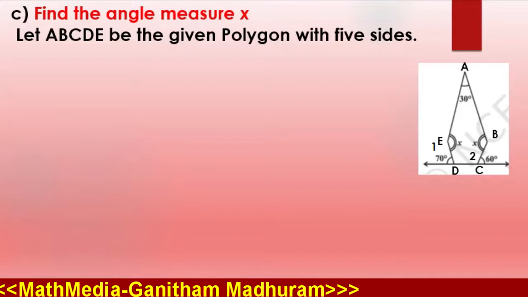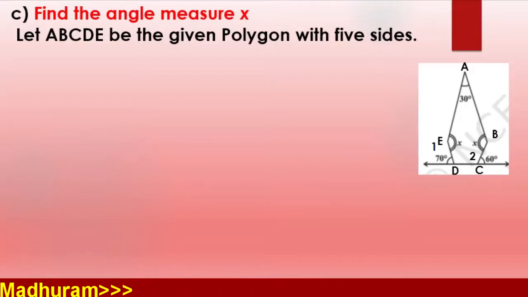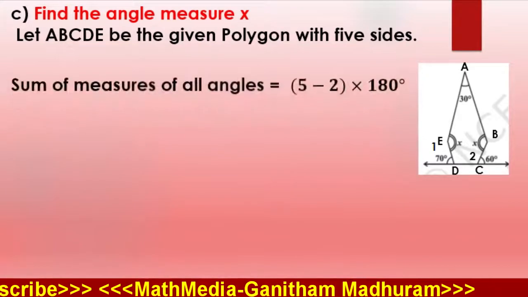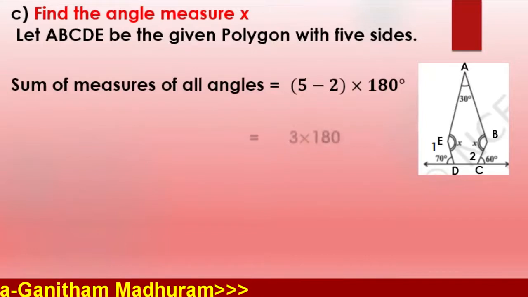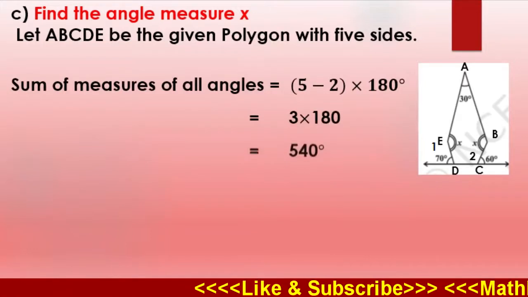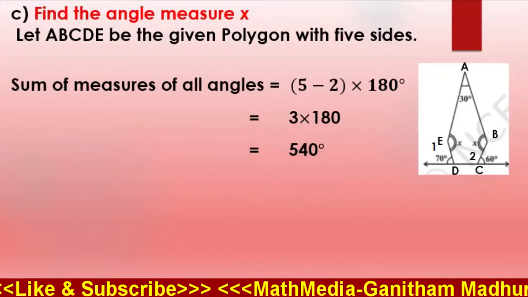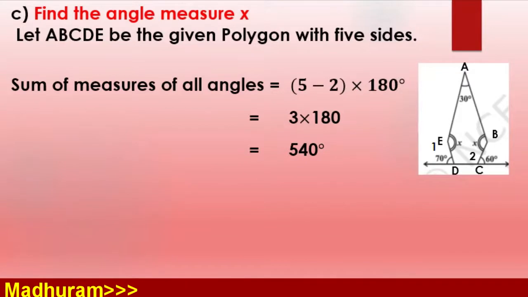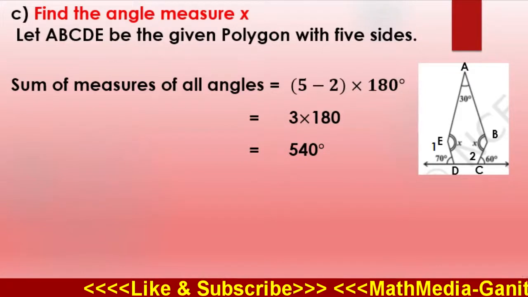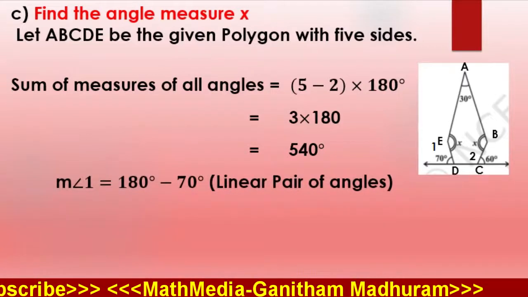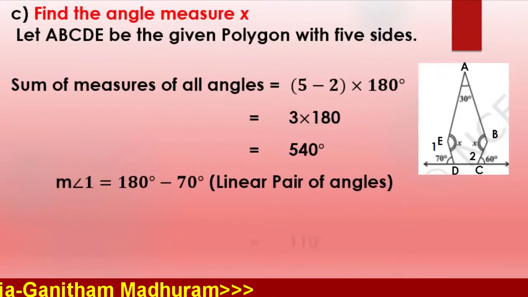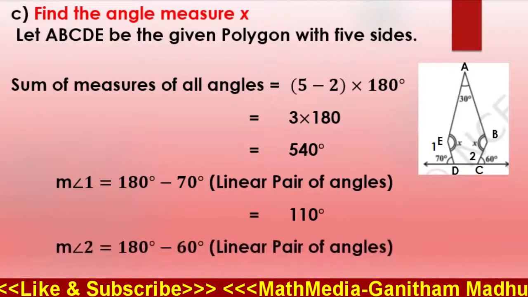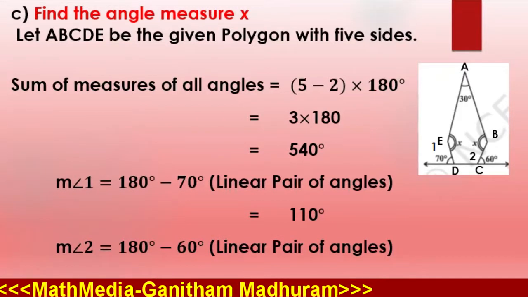The sum of measures of all angles of a pentagon equals (5 minus 2) into 180 degrees, that is 3 into 180 degrees equal to 540 degrees. Now measure of angle 1 equal to 180 minus 70 degrees, because 70 degrees and angle 1 form a linear pair. Therefore, measure of angle 1 equal to 110 degrees. Similarly, measure of angle 2 equal to 180 minus 60 degrees, that is equal to 120 degrees.